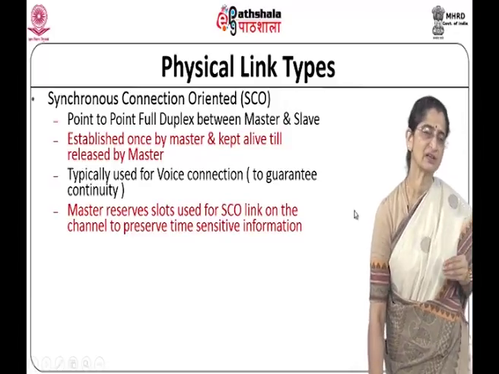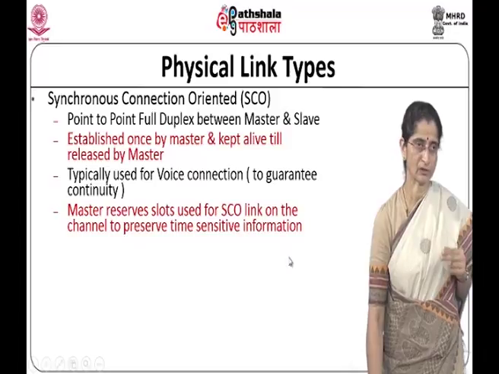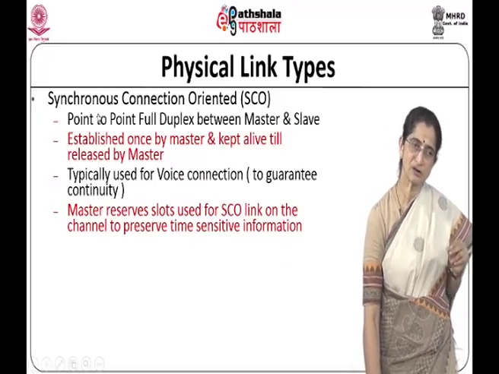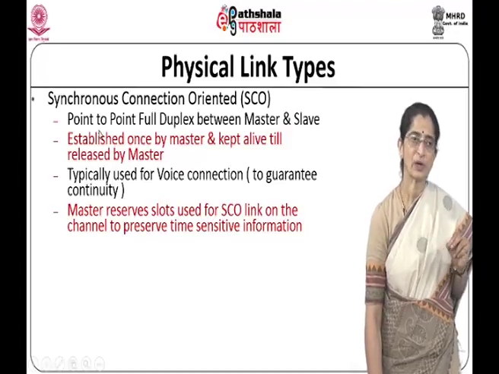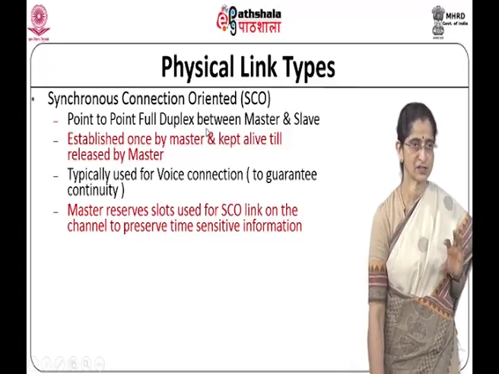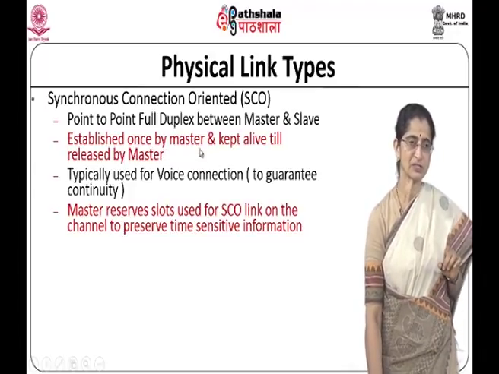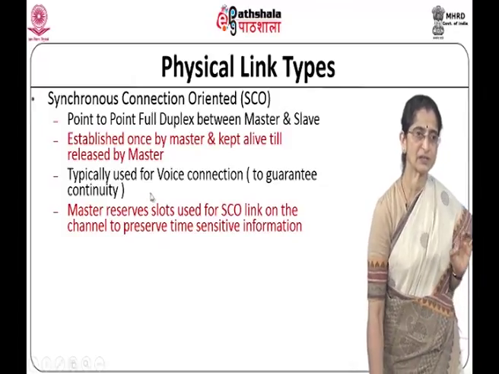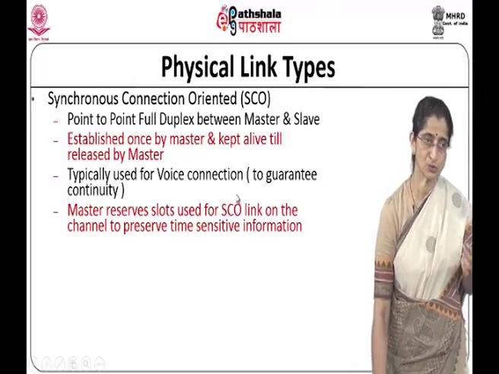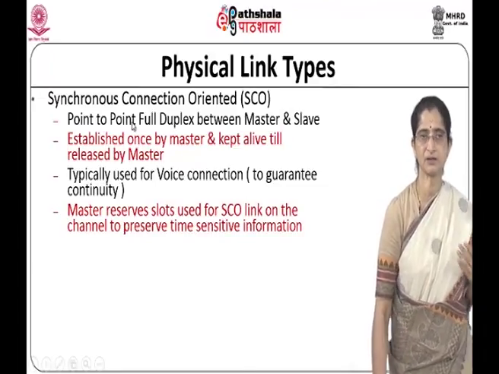At the physical link, there are two types of physical links that are supported in Bluetooth. One is called a synchronous connection oriented link. What we mean by this is that you have a point-to-point full duplex connection between the master and the slave. This is established once by the master and kept alive till it is released by the master. This is typically used for voice connections, to guarantee continuity. So once you are connected, you maintain that synchronous communication.